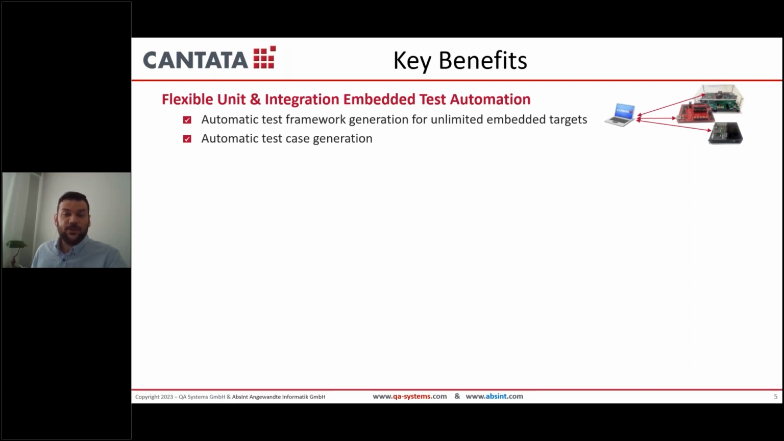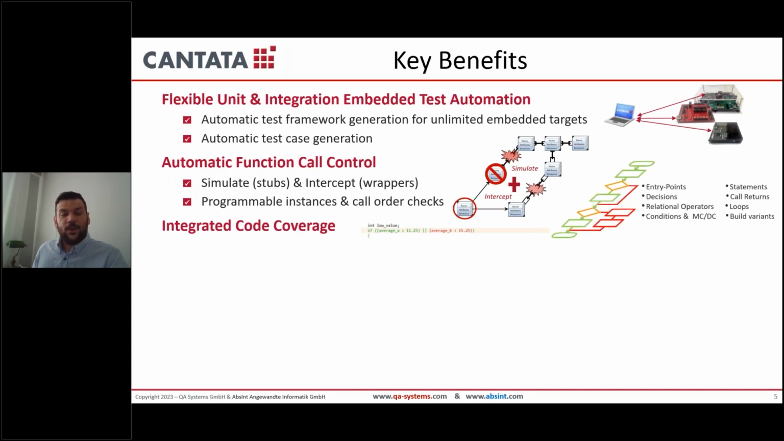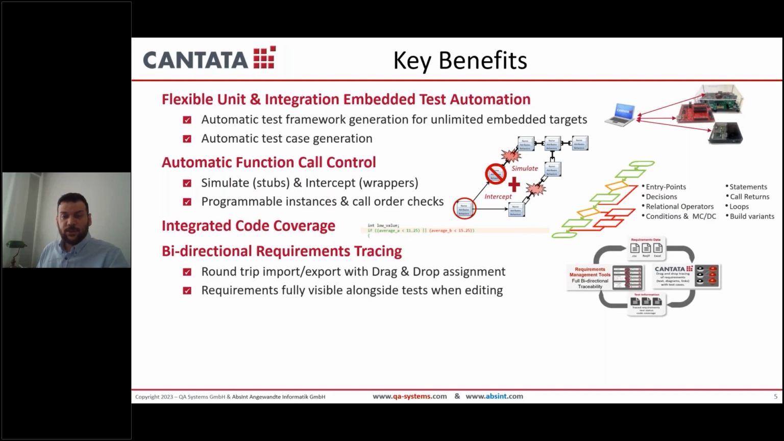The function call controlling features of Cantata empower testers for unit and especially integration tests, which we will see during the demonstration, and how powerful they are. No matter what drives the code, you get coverage up to MCDC with the general coverage results, or drill down diagnostics to pinpoint test gaps. And of course, tests must be traced to the requirements they verify. Therefore, Cantata allows you to import your requirements, assign them to specific test cases or frameworks, and trace whether you succeed in testing your requirements or not.